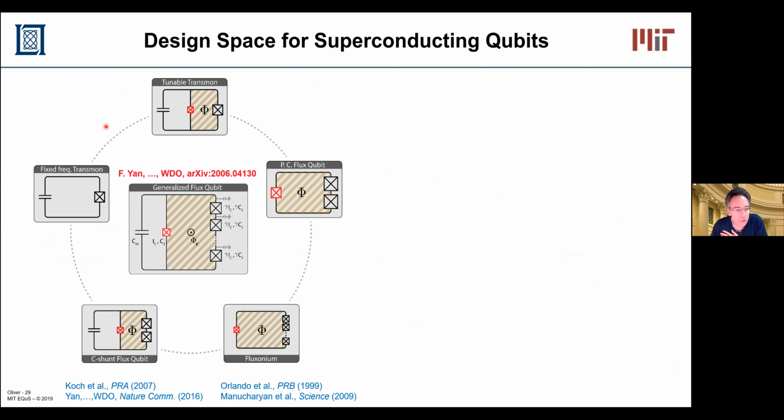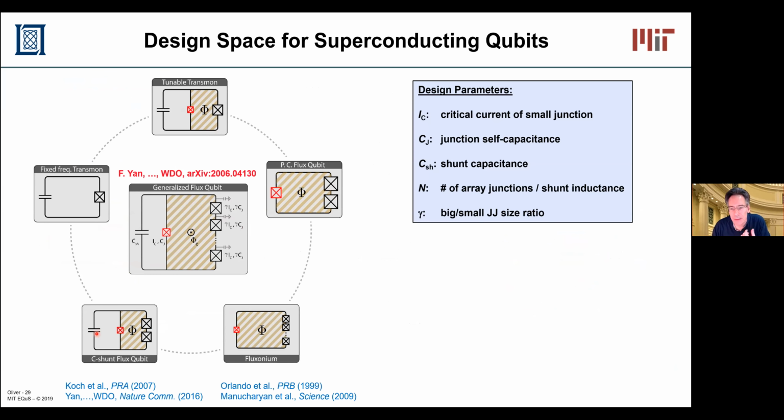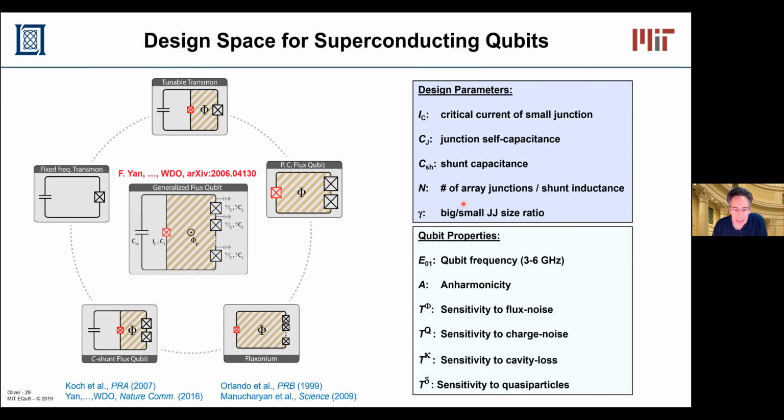And what's around the outside here are different flavors of superconducting qubit. And we achieve them by adding different elements, like, for example, more junctions, or we might take a junction and split it out into a loop. We might add a shunt capacitor, et cetera. And what this means is that we have a number of parameters that we can use as design parameters, such as the critical current of the small junction, the junction capacitance, shunt capacitance, et cetera. And with that, we can design the energy level separation between 0 and 1 that we desire.